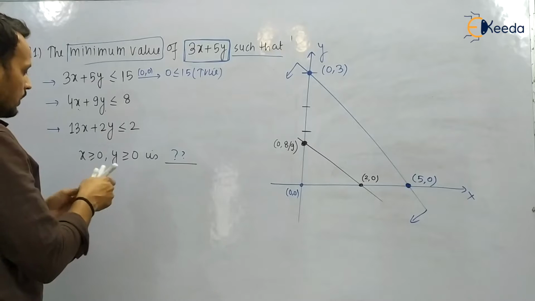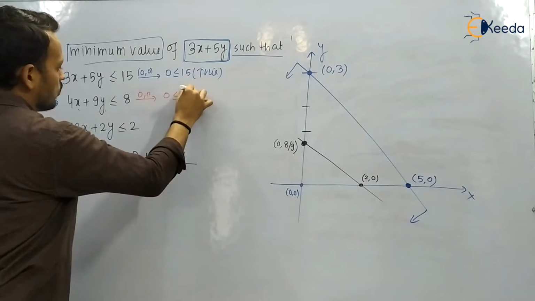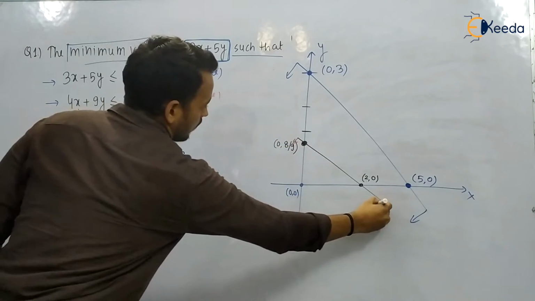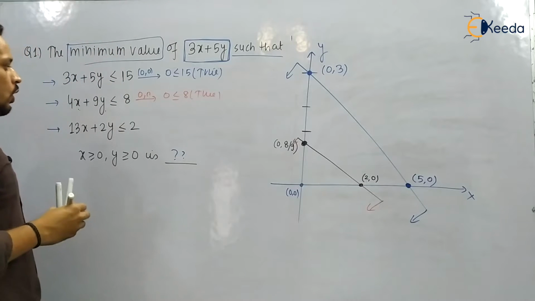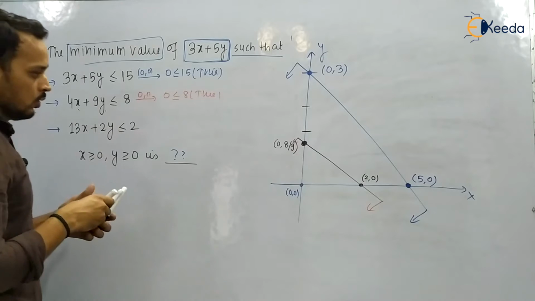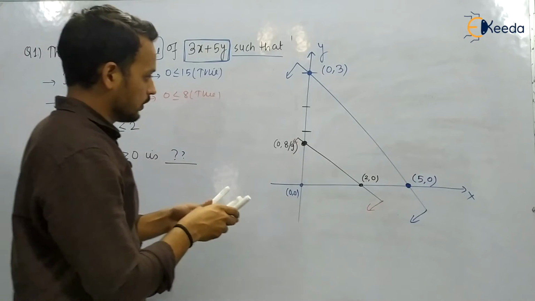Here we put 0 comma 0, so 0 less than or equal to 8. This condition is also true, so the graph is again shaded towards the origin. And the last one: when x is 0 then y is 1, and when y is 0 then x is 2 by 13. So this is the graph.